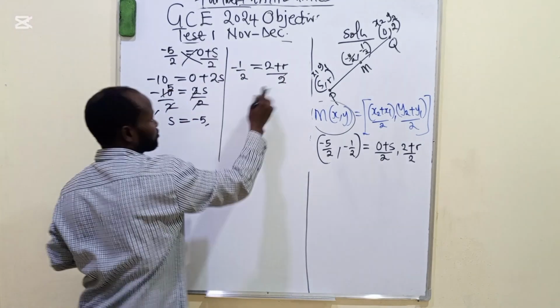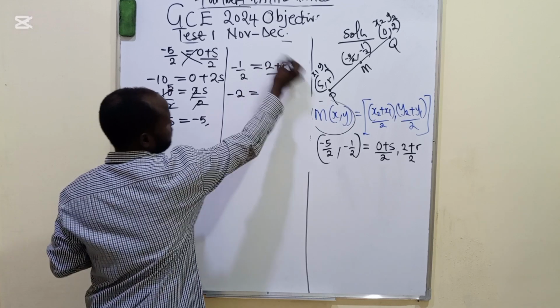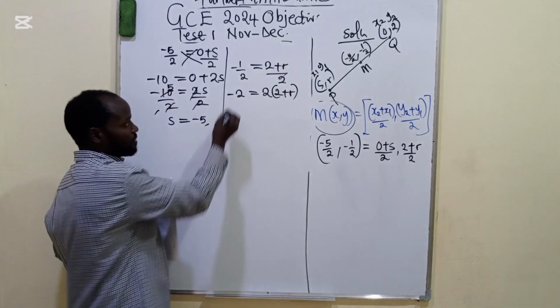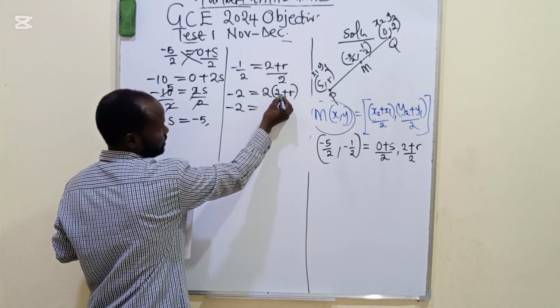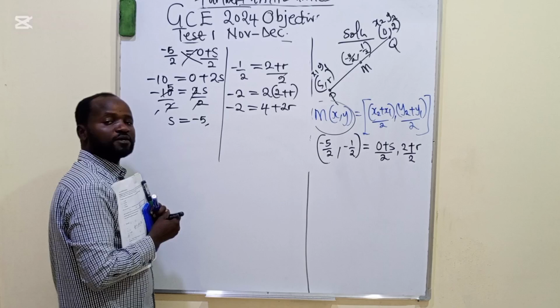At this point, we can cross multiply. 2 times minus 1, that will be minus 2, will be equals to 2 times the whole of this. It will be 2 into 2 plus r. Minus 2 now will be equals to 2 times 2 is 4 plus 2r. Our end is to find r.